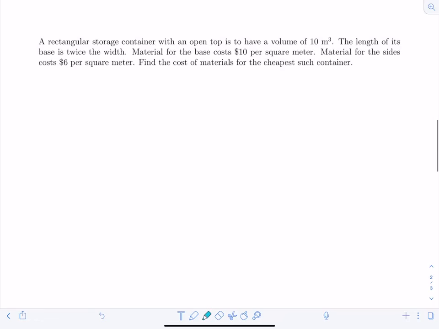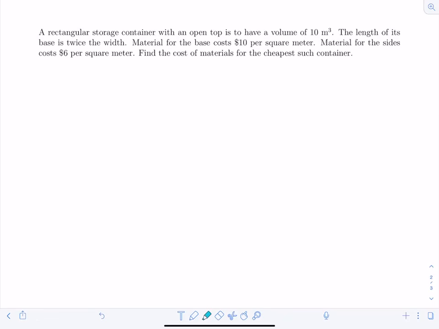All right, next problem. A rectangular storage container with an open top is to have a volume of 10 meters cubed. The length of its base is twice the width. Material for the base costs $10 per square meter. Material for the sides costs $6 per square meter. Find the cost of materials for the cheapest such container.